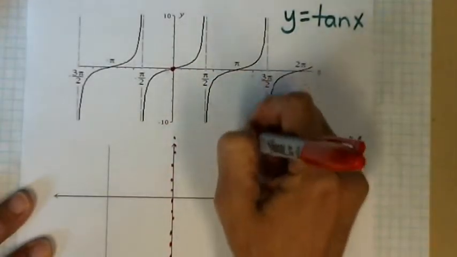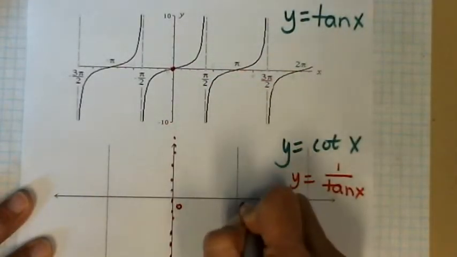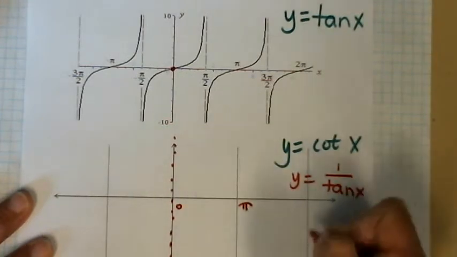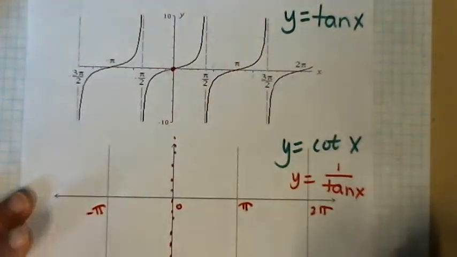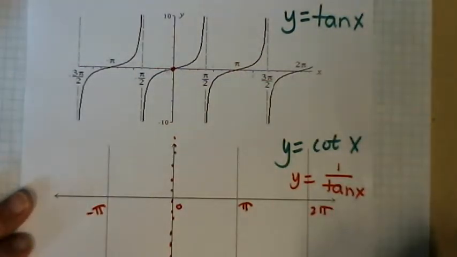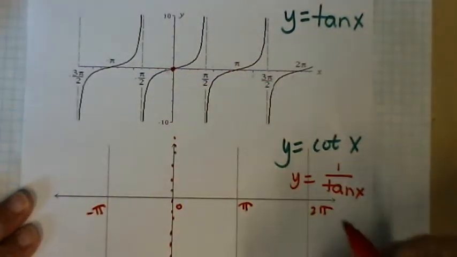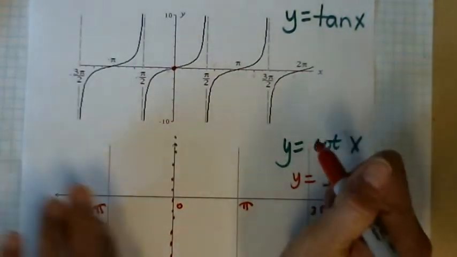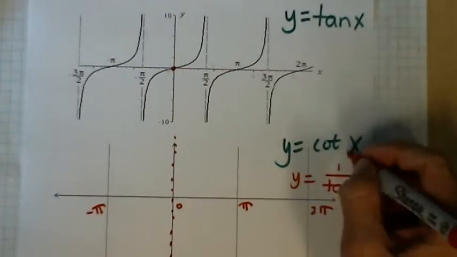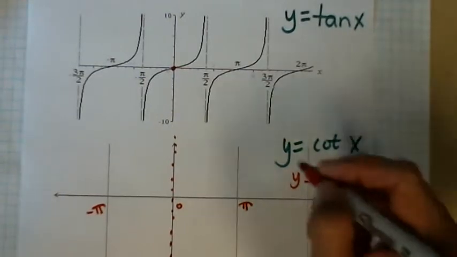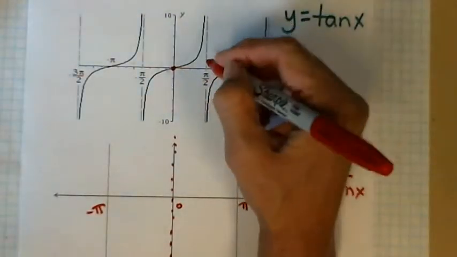I'll have another asymptote here at pi, and another asymptote over here at 2 pi, at -pi. Okay. And now how about my intercepts? It would be easier to have the discussion writing cotangent as cosine over sine, but we're going to go ahead and have it the other way.